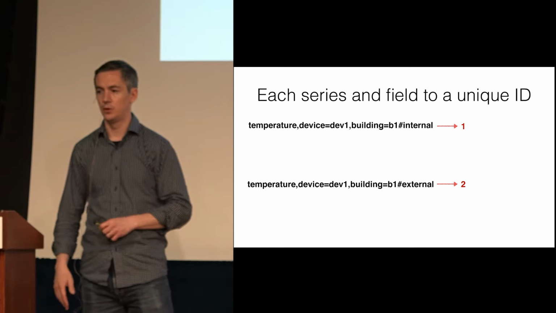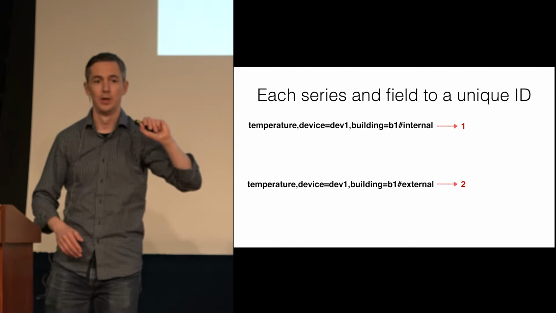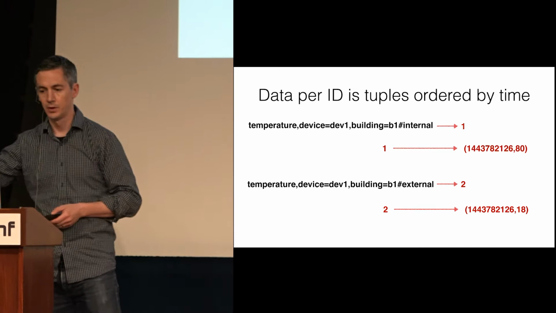Looking at an example here, each series and field maps to a unique ID. That's what we think of as a series, right? We have the measurement name, the tag set, and the actual field. The series is basically just going to be a time ordered collection of values. You can look at it as a collection of tuples, where you have a timestamp and a value. There we have that, each one.